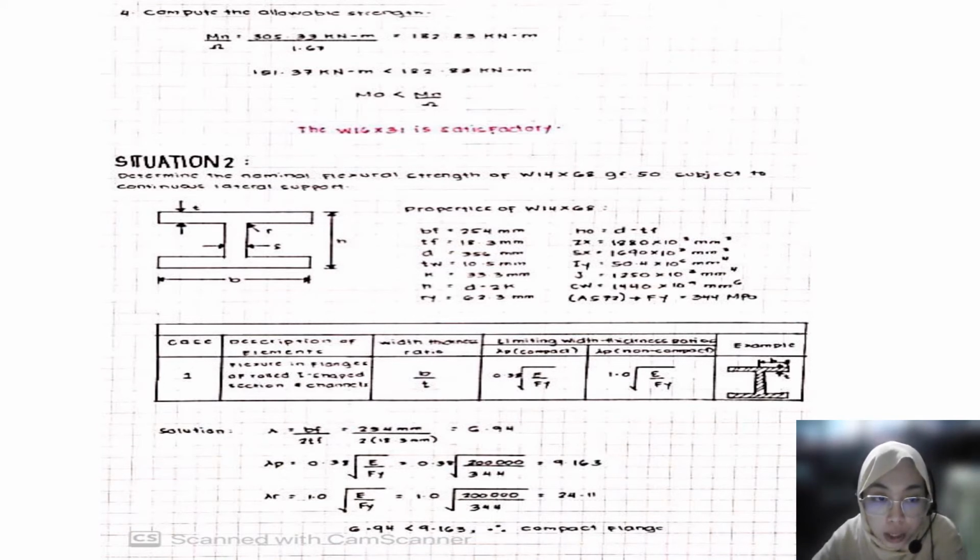For the last step is compute the allowable strength. And the formula is Mn over reduction factor. And substitute the Mn, which is 305.33 kN meter over 1.67. And makukuha natin is 182.83 kN meter. So, ang Mn over reduction factor natin is greater than Ma. So, the W16 by 31 is satisfactory.